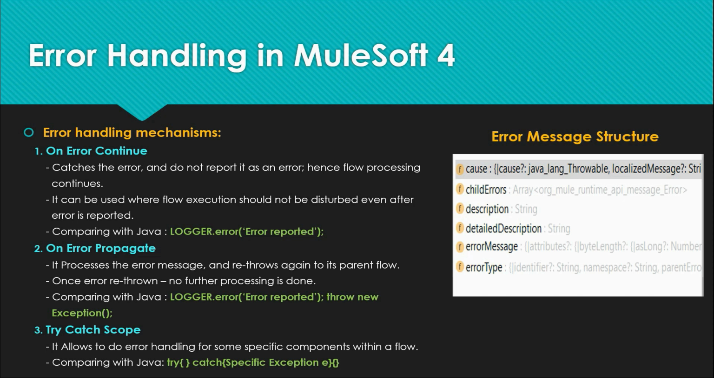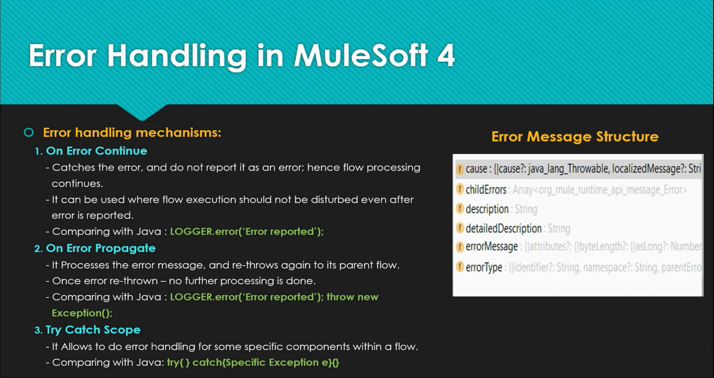Second one is on error propagate. In this case, in case of any errors, it processes the error message and rethrows the error again to its parent flow so that no more processing is done on that particular flow. If I compare this with Java, it looks like first logging an error and then rethrowing it again.